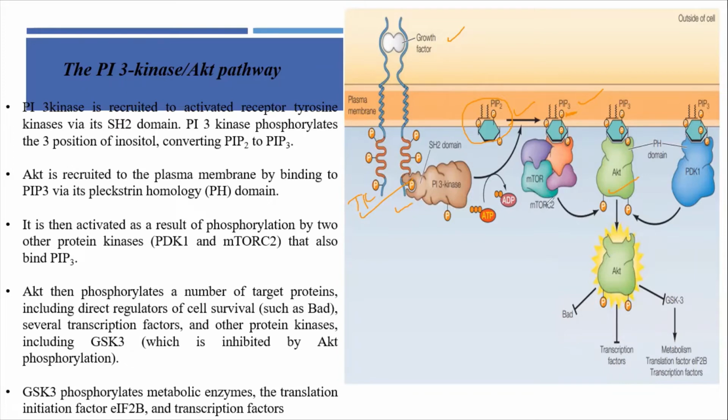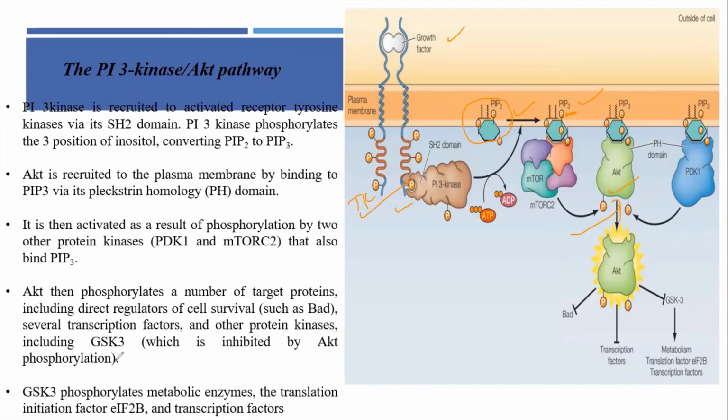Okay. So it is mTORC2 and PDK1. They get activated by binding to PIP3. Once they get activated, they activate AKT. This is the additional point. Good. Now it's clear.